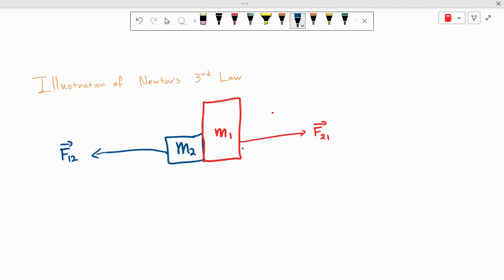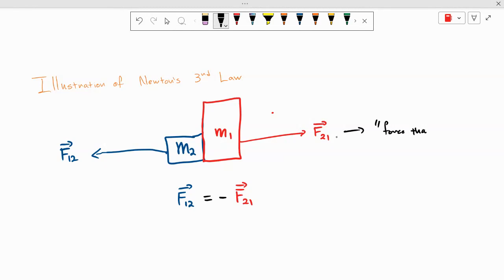And what that really means is that F12 equals negative F21. And I guess I should have made a note about notation. This means the force that two exerts on one, and likewise F12 means the force that one exerts on two.